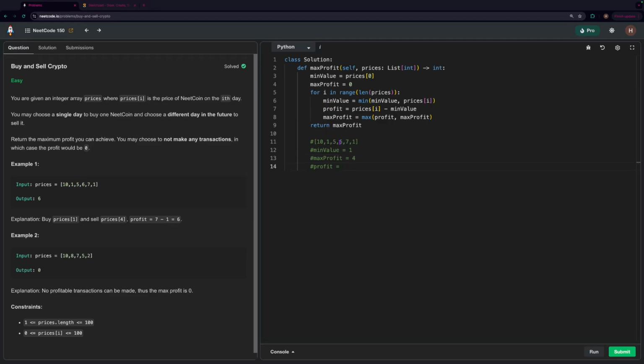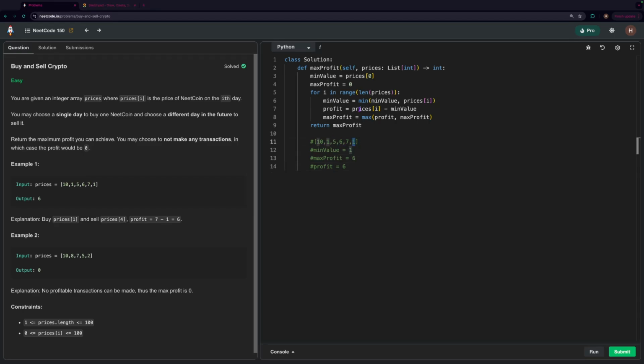Okay, so now we're in the next iteration again, 6. Min value stays at 1, but now we do 6 minus 1, which becomes 5. Or sorry, the profit becomes 5, and then the 4 gets replaced because profit is larger than max profit. Cool, so let's keep going. Now we're at 7, so profit becomes 7 minus 1, which is 6, and max profit becomes 6.